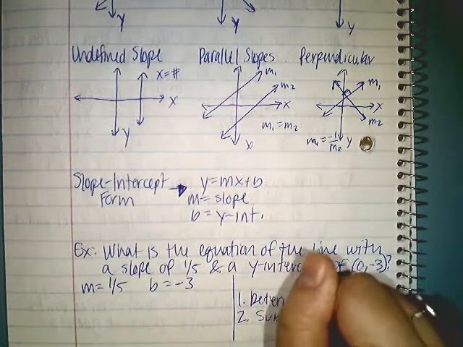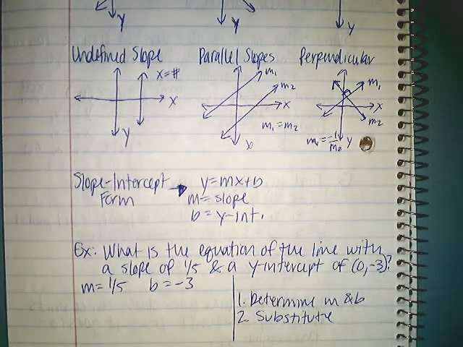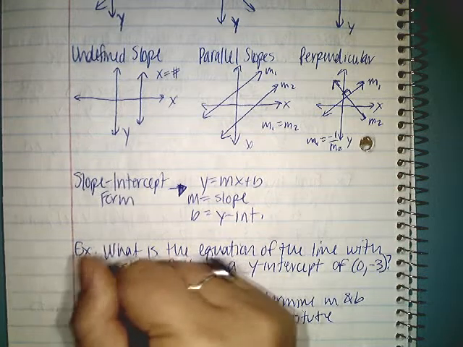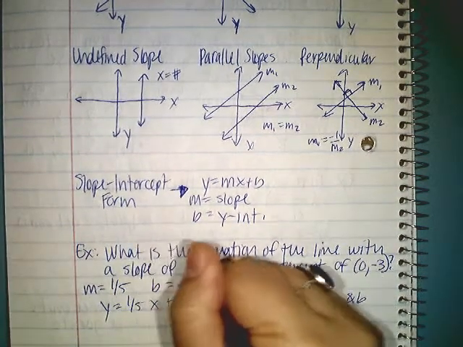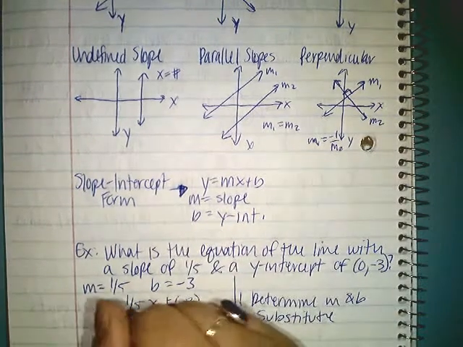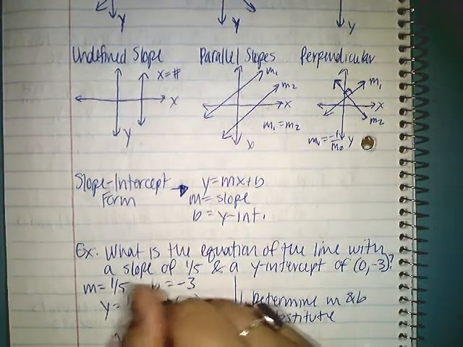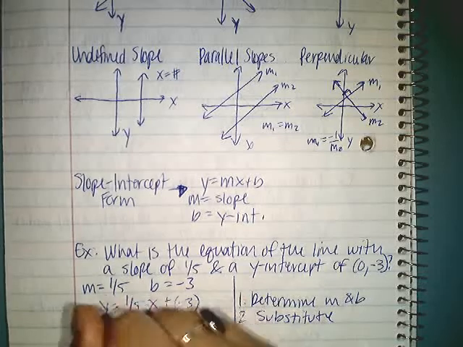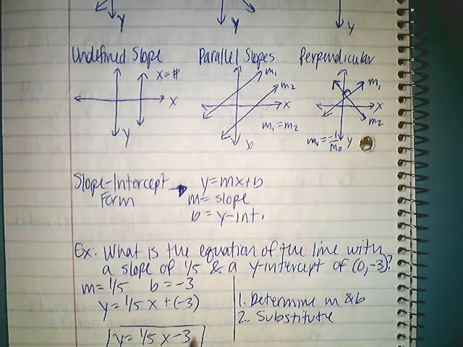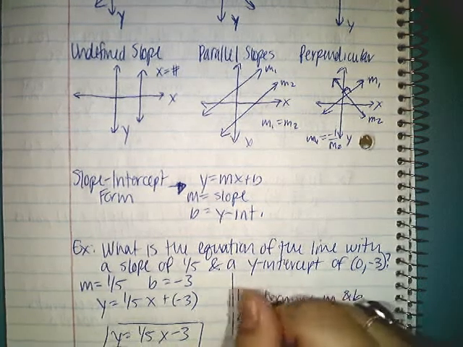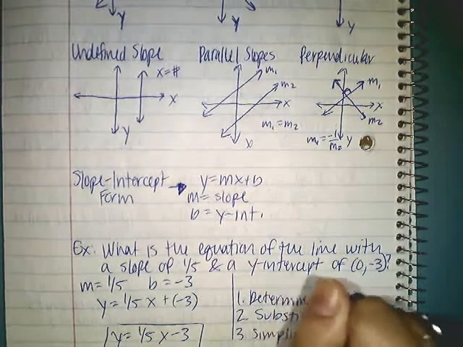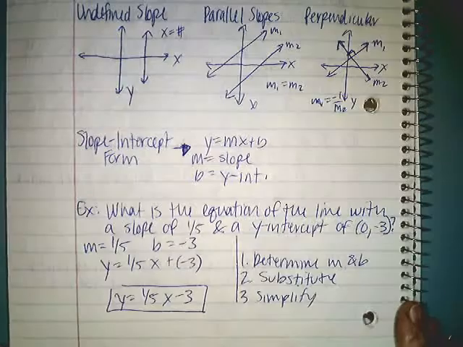So I'm just going to substitute into slope-intercept form. I have y equals 1/5 x, and it'd technically be plus -3, but I can rewrite this as 1/5 x minus 3. If you didn't write plus negative and just jump to this step, that's fine as well. But that's all we have to do there: substitute and simplify, and we have our slope-intercept form.